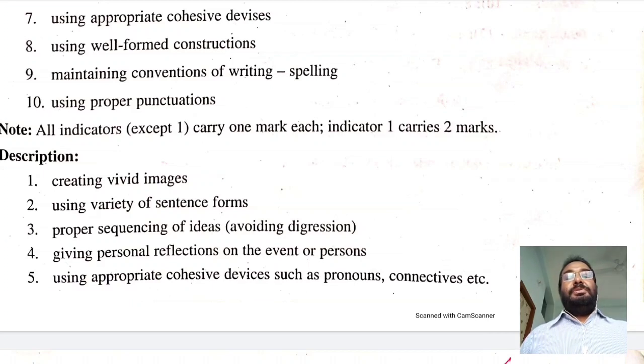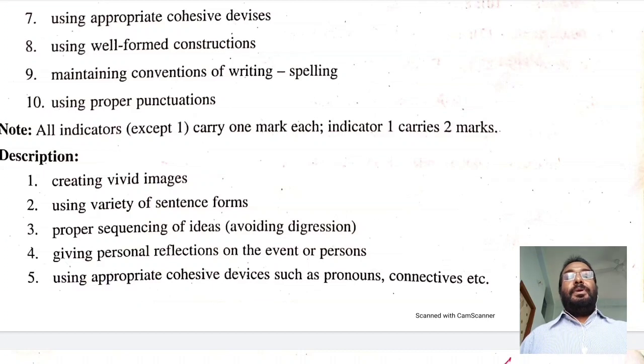Then the third one is description. And what is the importance of description? We have to create a vivid image, which you should use in the narrative also. And we have to use a variety of sentence forms. We have studied different kinds of sentences; for example, interrogative sentences, or exclamatory sentences, or even questions should be used while we are writing a description. The evaluator will be checking for the variety of sentence forms.